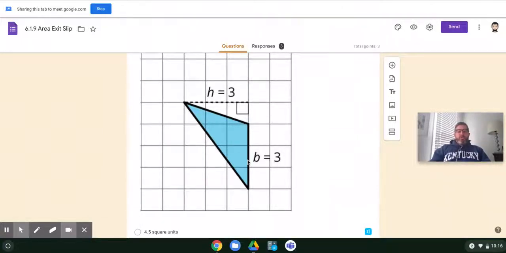And when we choose a line that's either straight up and down or vertical or straight across, side to side, or horizontal, that makes it easy for us to draw a perpendicular line to give us our height. So if our base is 3, what is our height here? 3, that's right. So knowing that our base is 3 and our height is 3, what is the area of this triangle using our formula?